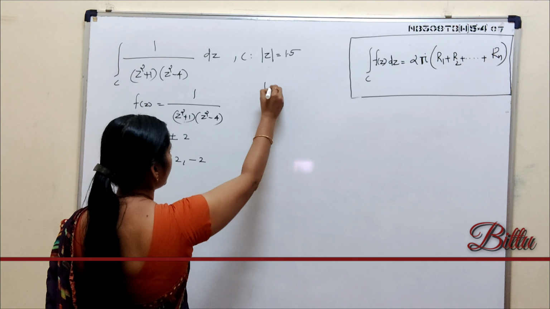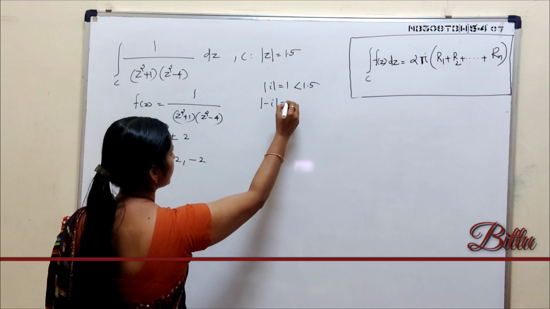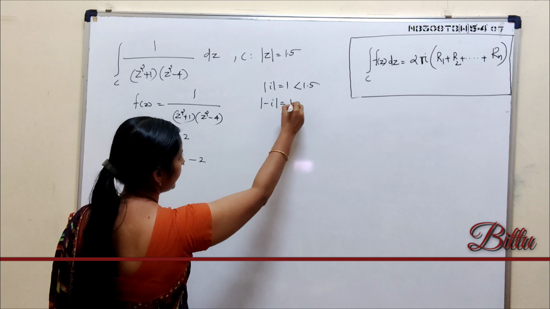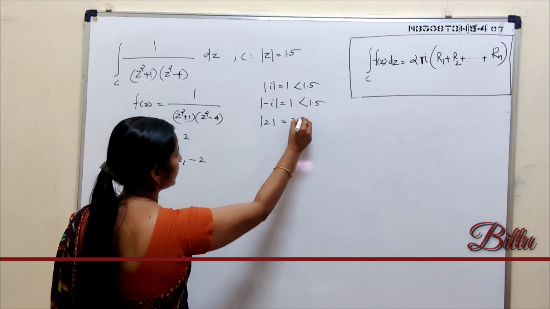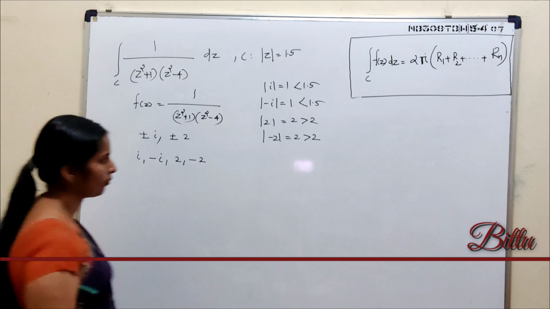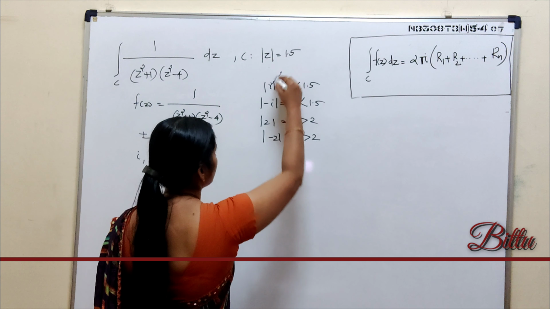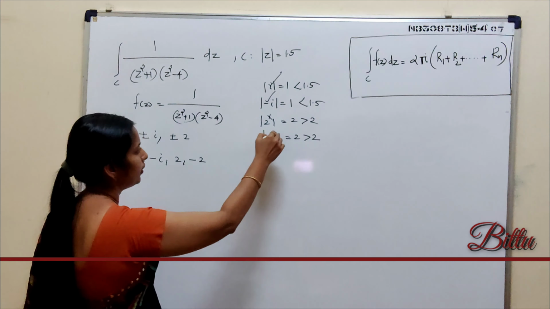Here modulus i is equal to 1, which is less than 1.5. Mod minus i, which is modulus of i, is 1, which is less than 1.5. Mod 2 is 2, which is greater than 1.5. Mod minus 2 is 2, which is greater than 1.5. So here these 2 points are within C and these 2 are outside of C.